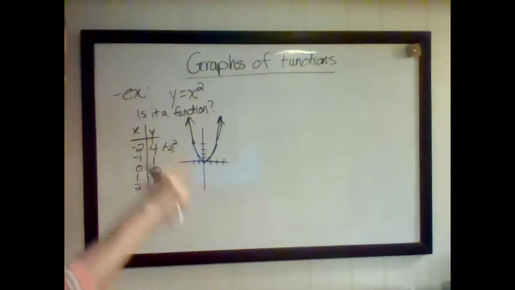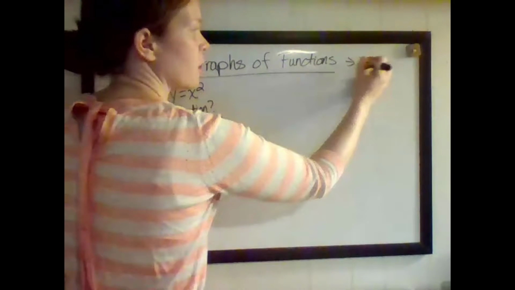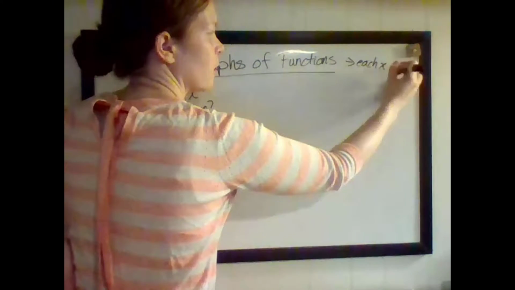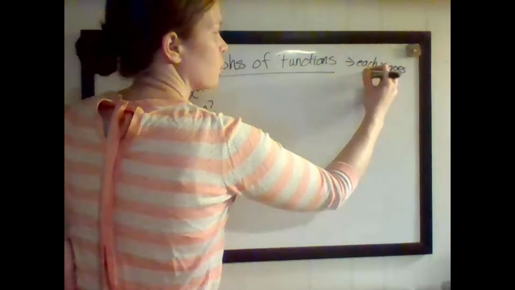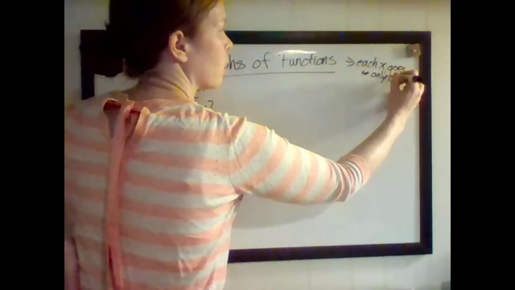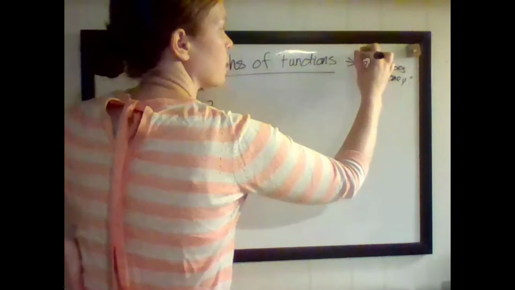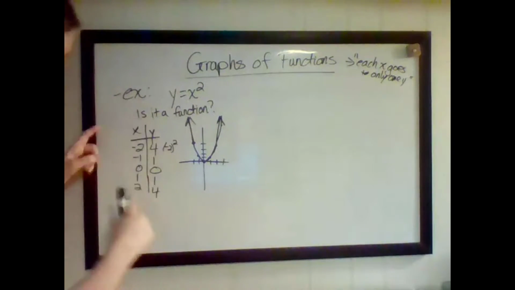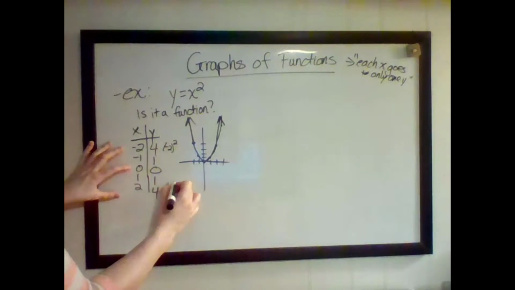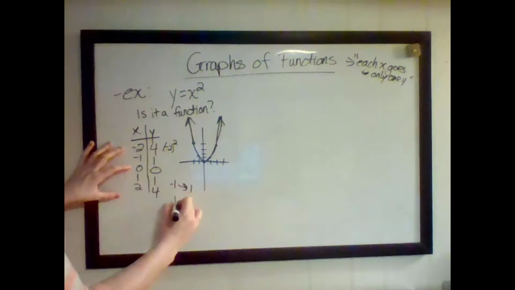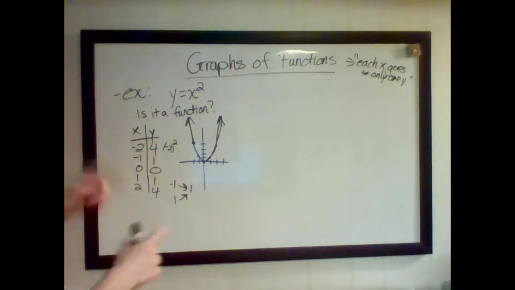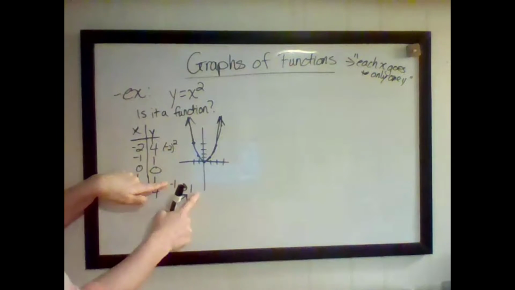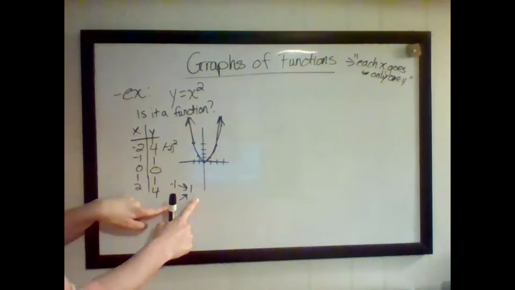So let's think about, is this a function? And remember, for something to be a function, each x goes to only one y. That's how we know it's a function. So I see some doubling up here, but let's think about this. -1 goes to 1 and 1 goes to 1. That's okay, because this x only goes to one y. This x only goes to one y.